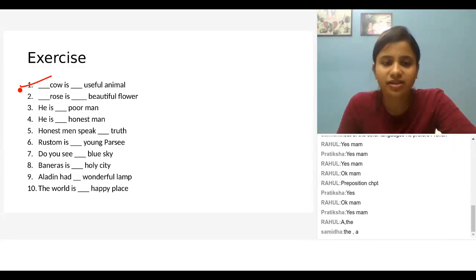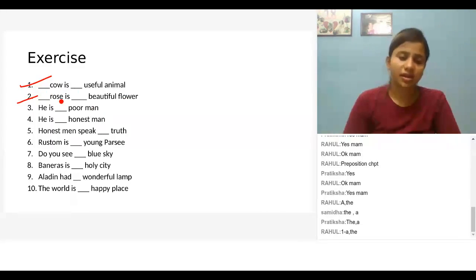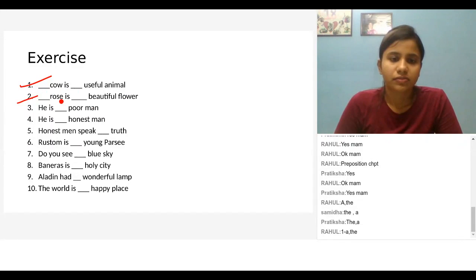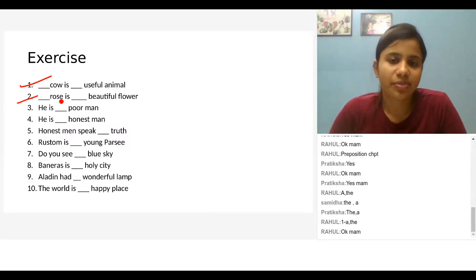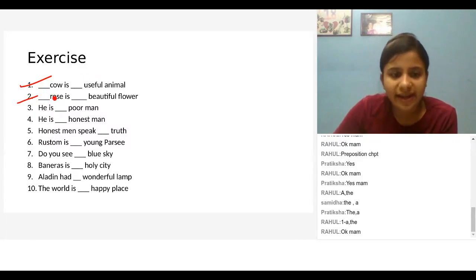Rahul, wait. What is the answer of the first one? The cow is a useful animal. Samida's answer is correct. Okay. Second, Rahul, your first answer is incorrect. We had this in our examples. The cow is a useful animal, right? Okay, second one, come on.